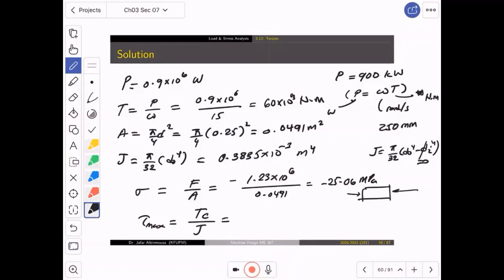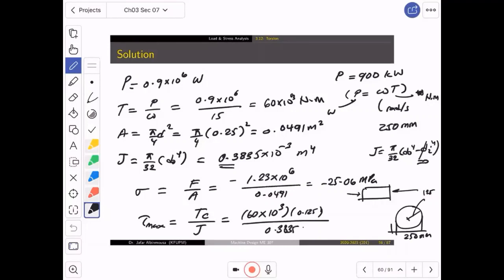For tau maximum, we will have T, the torque, multiplied by C or R, whatever you want to call it. Here, it is 60 multiplied by 10 to the power 3 Newton meter. C is the radius. Now, if the diameter is 250 millimeter, then half of it is 125, which is 0.125 meter, divided by the J, which is equal to 0.3835 multiplied by 10 to the power minus 3. And what you will get is 19.56 megapascal.